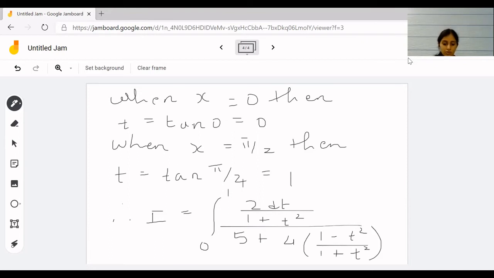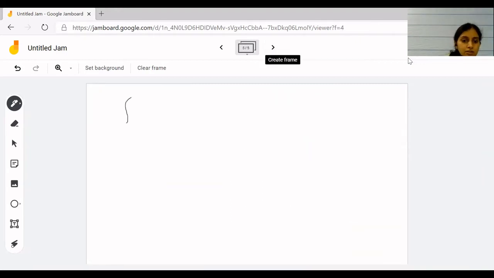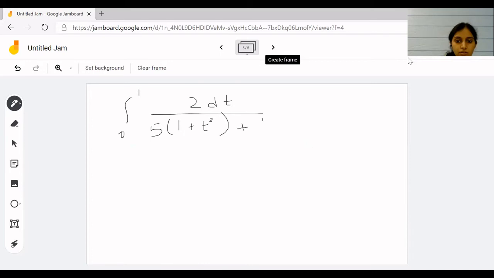So we've substituted all the values. Now let us simplify this. Now when you simplify this, what do we get? So we get integration of 0 to 1, 2 dt as your numerator. Denominator cancels out 1 plus t square. By taking LCM, you get 5 into 1 plus t square plus 4 into 1 minus t square.